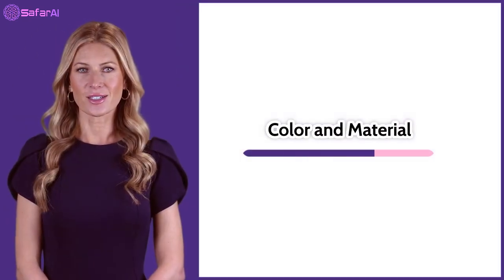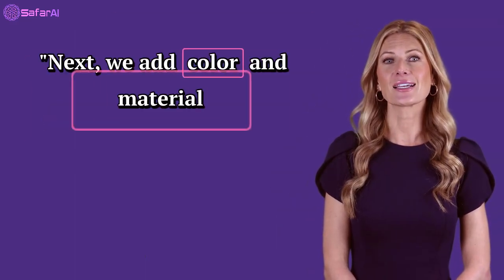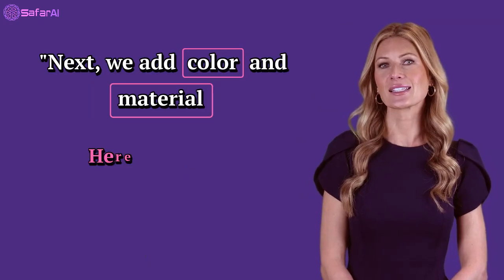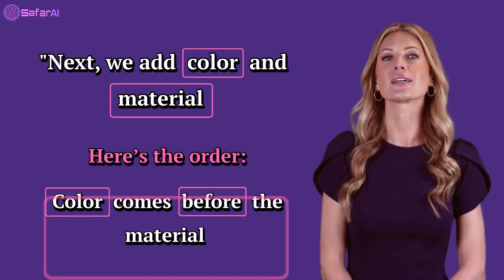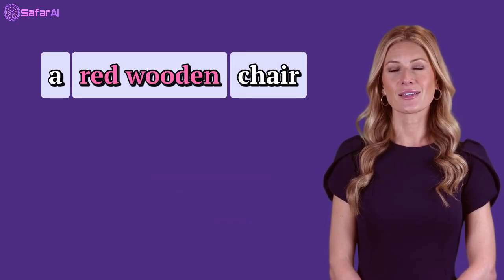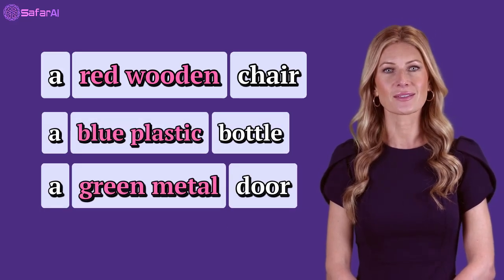Color and material. Next, we add color and material. Here's the order. Color comes before the material. Examples: a red wooden chair, a blue plastic bottle, a green metal door.